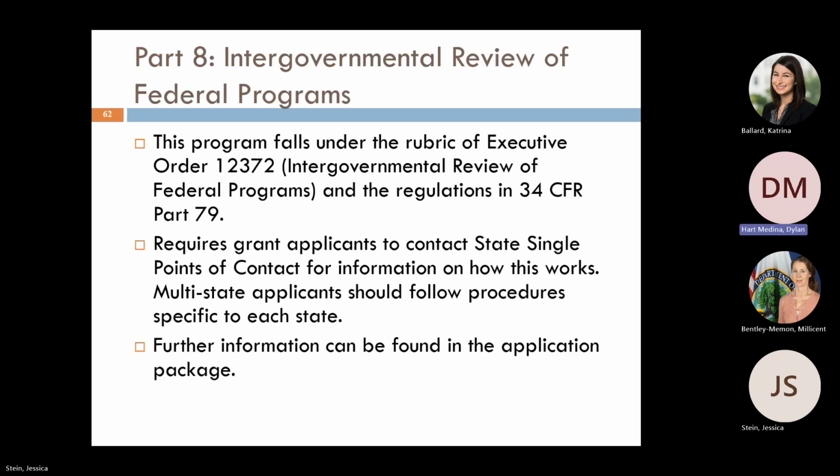Part 8 of the application is the intergovernmental review of federal programs. So the HEP and CAMP programs fall under the rubric of the Executive Order 12372 and federal regulations in 34 CFR Part 79. And these require that grant applicants contact state single points of contact for information on how this works. Multi-state applicants should follow procedures specific to each state. Further information can be found in the application package.